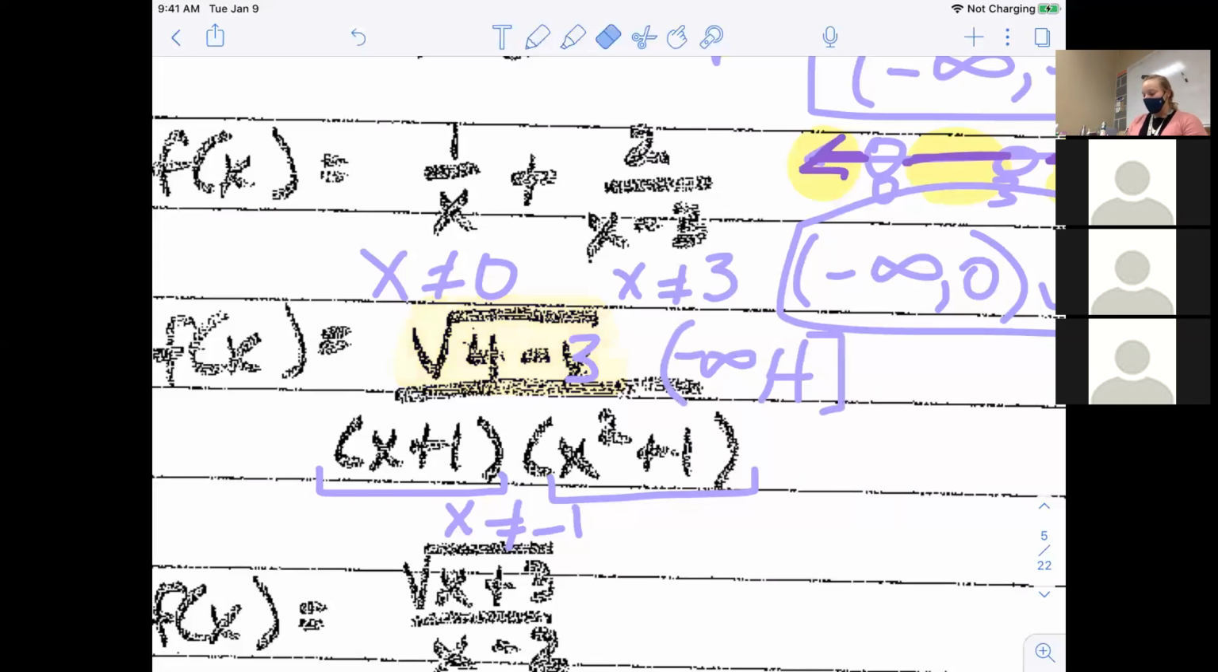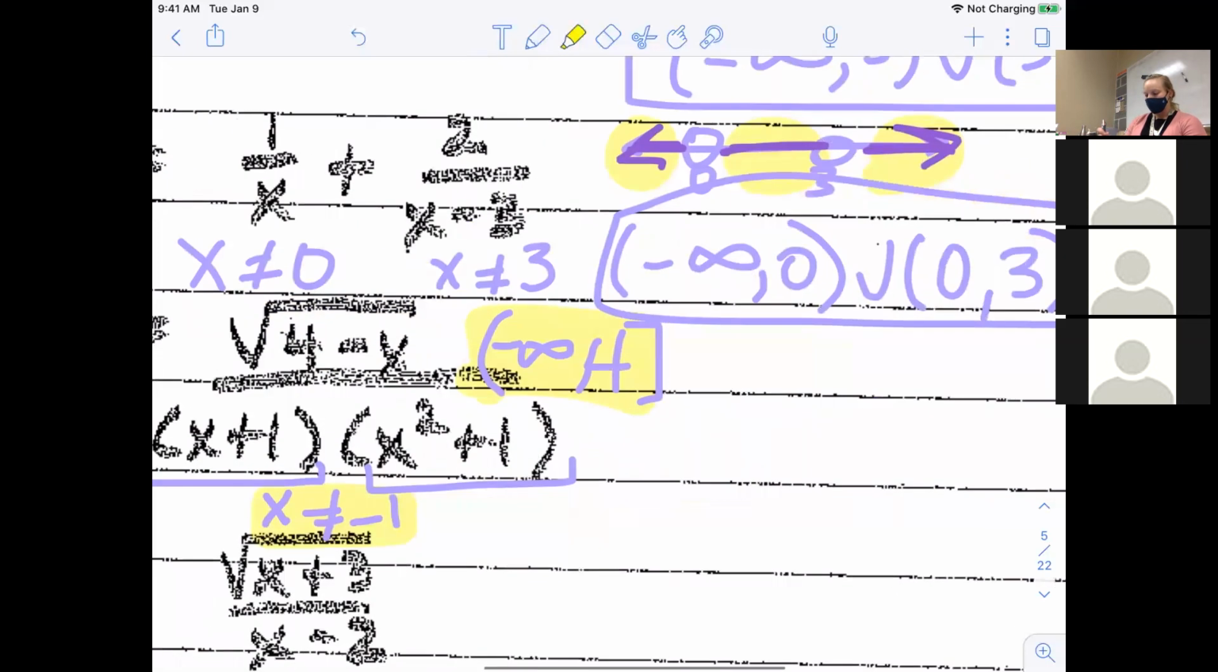No, this is just my pre-work. I haven't even started solving yet. This is all my pre-work to find what my restrictions are. On top, anything between -infinity and 4 works. And on bottom, x just can't equal -1. Now I'm going to go to my number line and kind of see where they intersect.